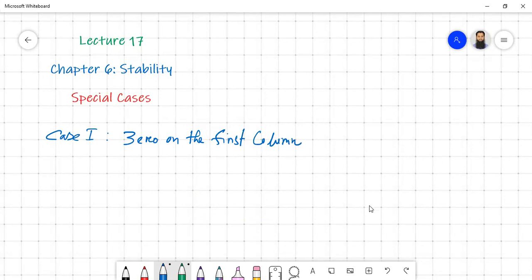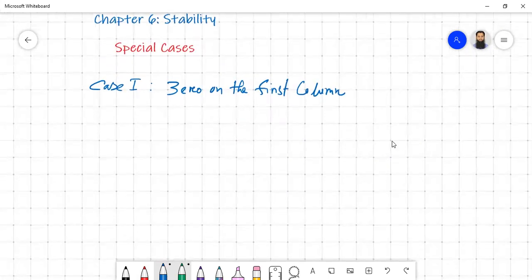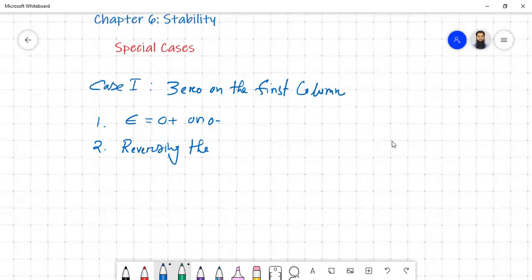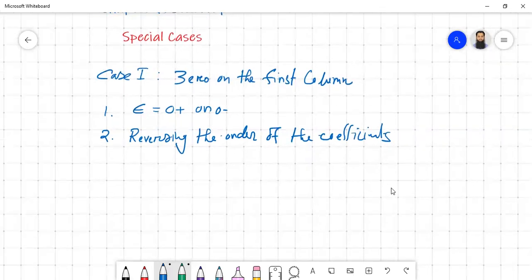Okay, so there are two methods to resolve this problem. The first one is assuming a very small number epsilon, which is just slightly higher or slightly lower than zero. The other method that we discussed is reversing the order of the coefficients. Let's see both of them together.